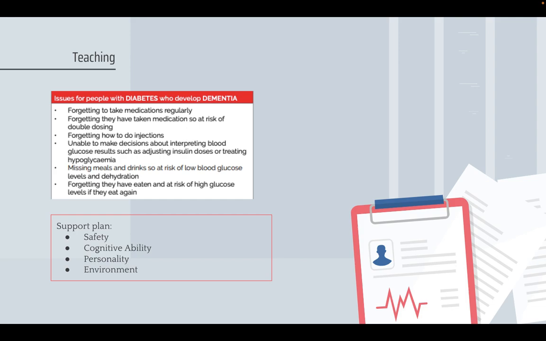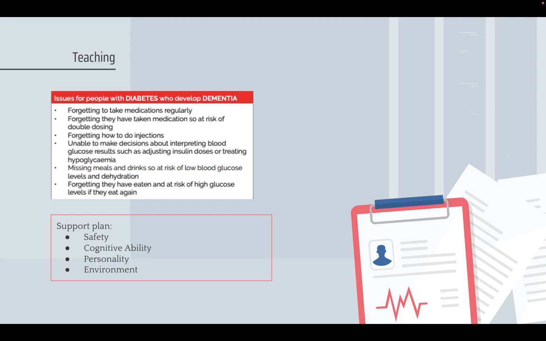My support plan goes as follows. I will want to focus on safety. Since my patient is living in an assisted care facility, I know that they will have someone to look after them. The nurses there help him check his blood sugars and administer medications. They also make sure he has had enough to eat and drink for the day and that he is making healthy choices.